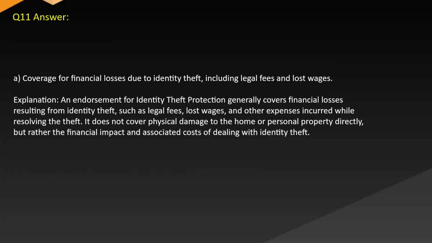Answer. Pay coverage for financial losses due to identity theft, including legal fees and lost wages. Explanation. An endorsement for identity theft protection generally covers financial losses resulting from identity theft, such as legal fees, lost wages, and other expenses incurred while resolving the theft. It does not cover physical damage to the home or personal property directly, but rather the financial impact and associated costs of dealing with identity theft.